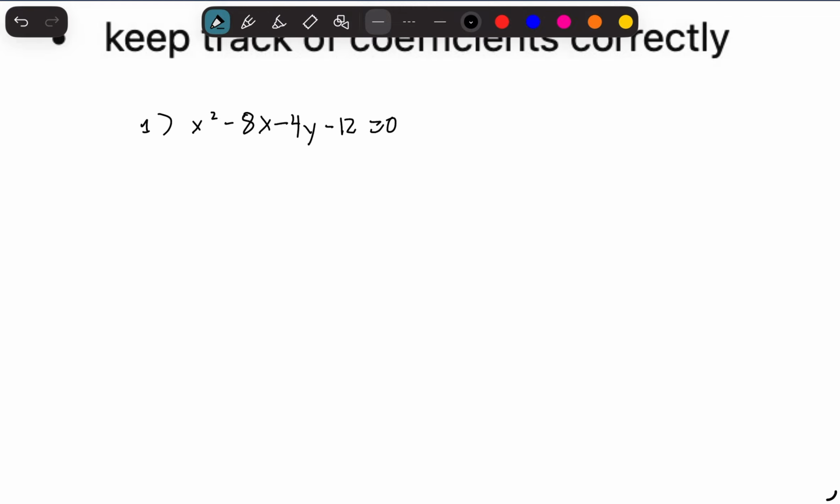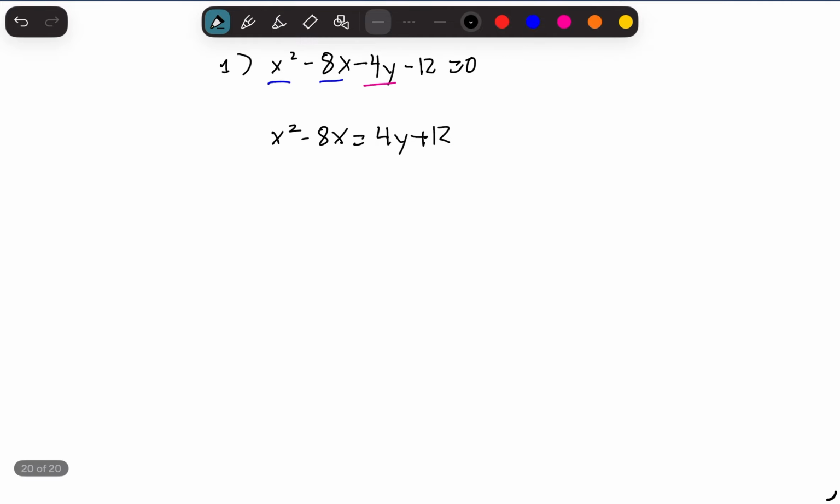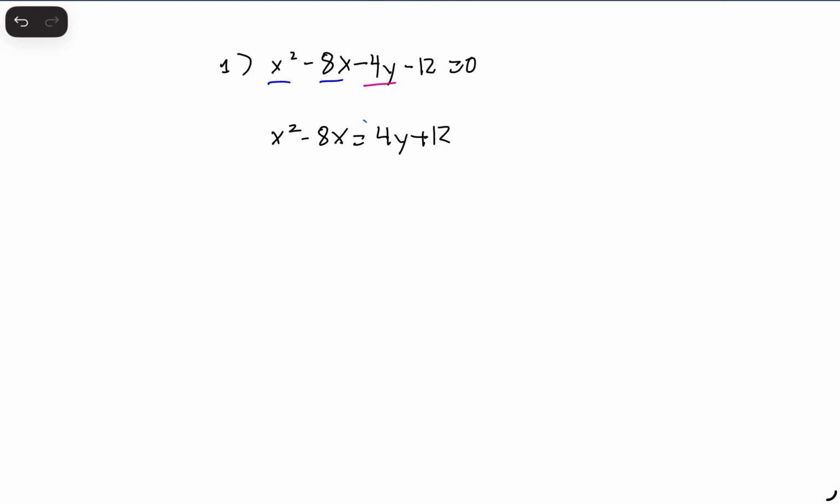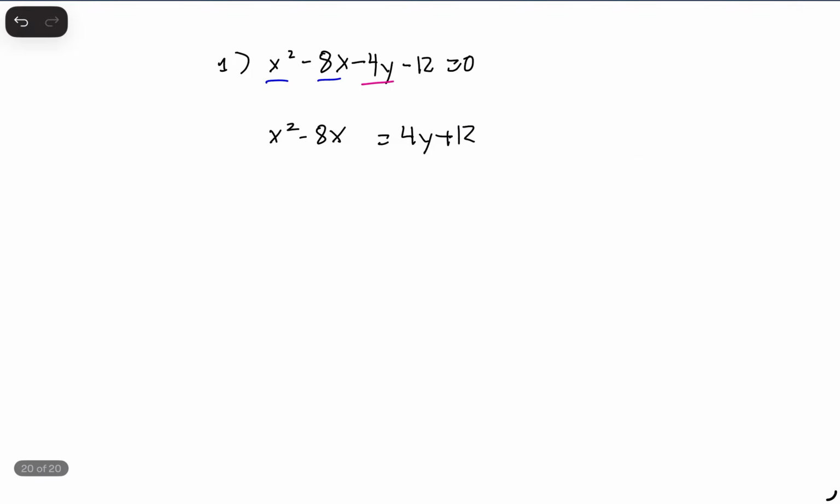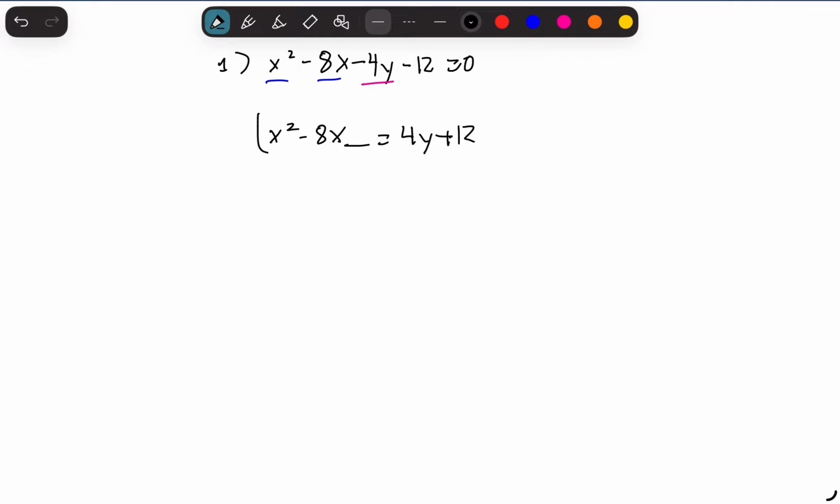First, you have to group the x terms with the x terms and the y terms with the y terms. We're going to isolate them on different sides. So let's first complete the square for the x. This is -8.